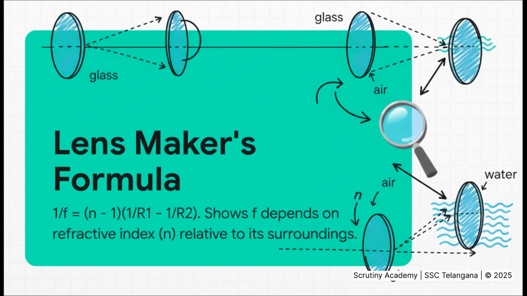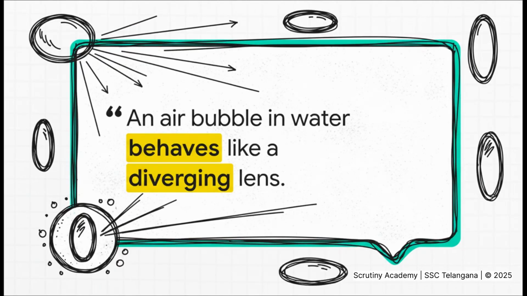Now, don't get hung up on all the symbols. Just focus on that little n in the parentheses. That n is the refractive index. And here's the key. It's the refractive index of the lens material relative to whatever it's sitting in. The difference in bendiness between glass and air is huge, so you get a short, powerful focal length. But the difference between glass and water, it's much smaller, so you get less bending and a longer, weaker focal length.